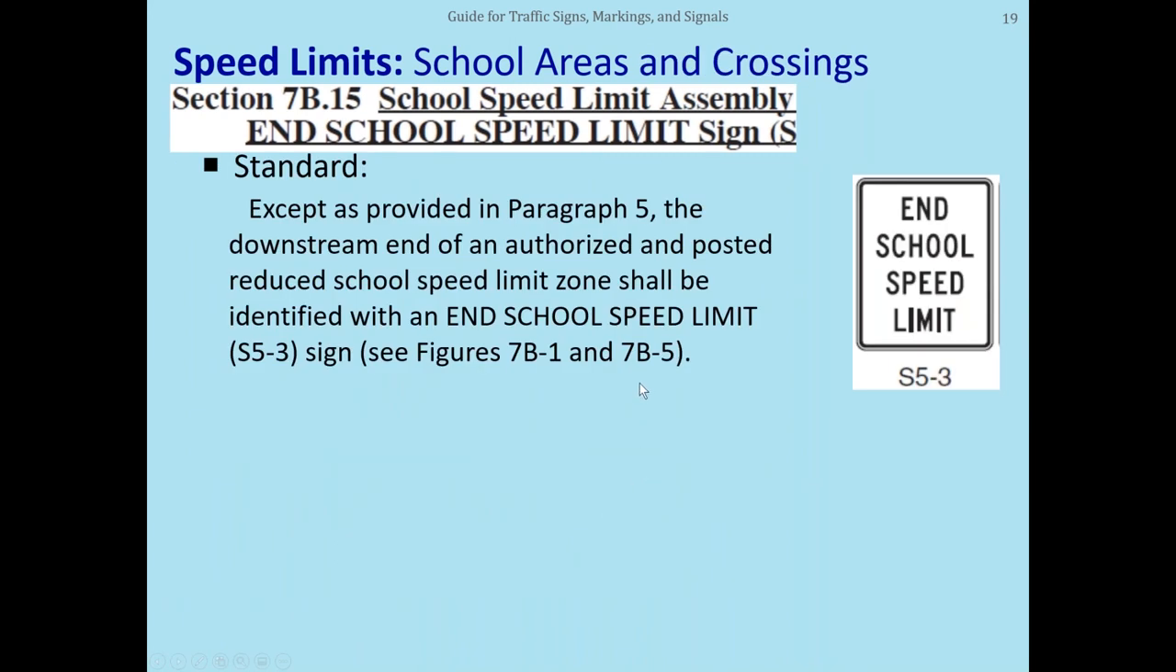And of course, you need to tell drivers where the school speed zone ends. However, the current method in the manual, in my opinion, is lacking because, okay, it tells you the end of the school speed limit, but it doesn't tell you what the speed limit is now. They actually contradict their own suggestion elsewhere of giving the drivers adequate information to know what the speed limit is.